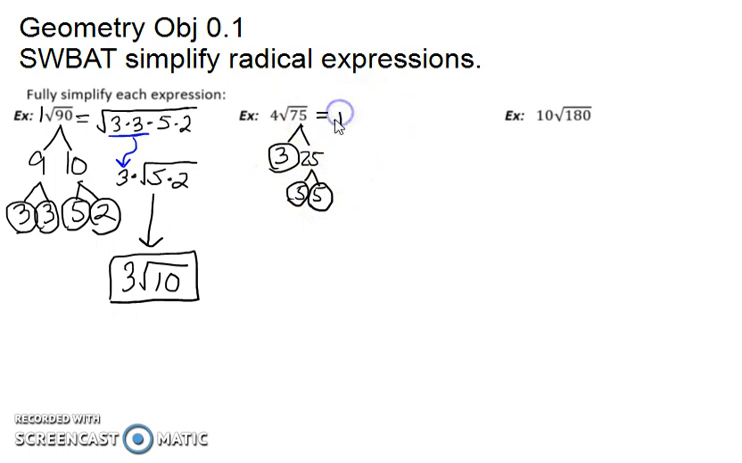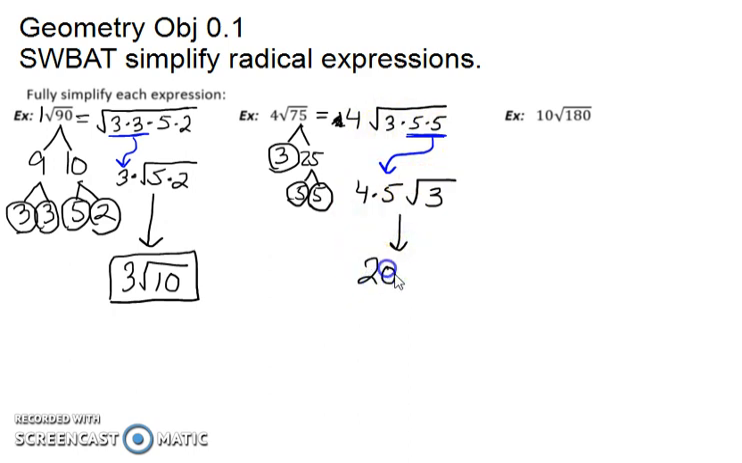So what we have here, we have 4 times the square root of 3 times 5 times 5. Now again, we look for doubles, which is the two 5s, and doubles on the inside become a single version of that on the outside. So on the outside there was already a 4, now there's a 4 and a 5, and the only thing left on the inside was that 3 right there. So our final answer here, when we simplify all this, is 20 times square root of 3.